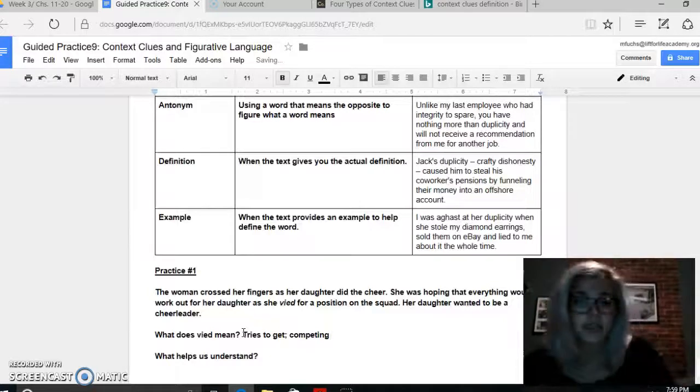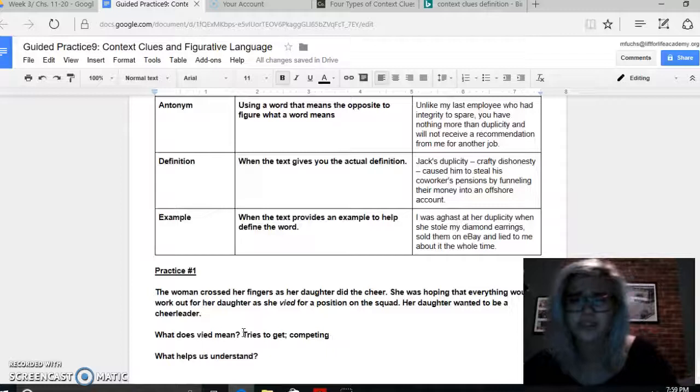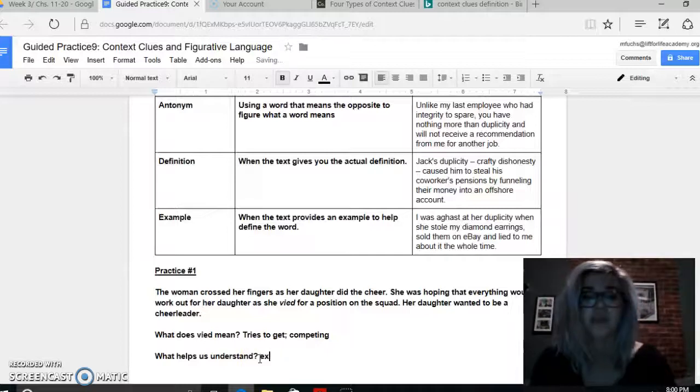She's desperately, desperately working, and the woman's like, oh my gosh, I want my daughter to do well, and she's like, I want to be a cheerleader. And so she is vying for this position. And so what helps us to understand? The text gives us an example.